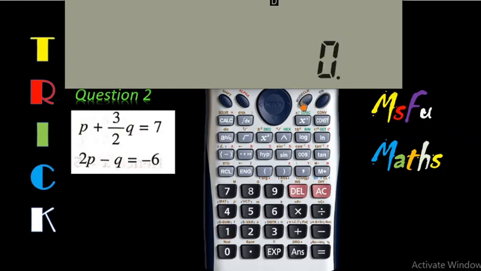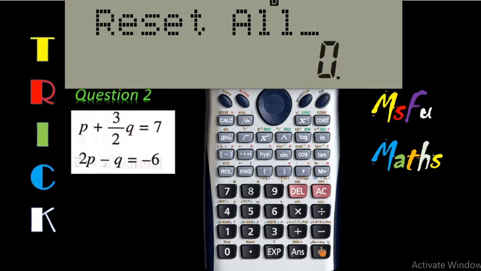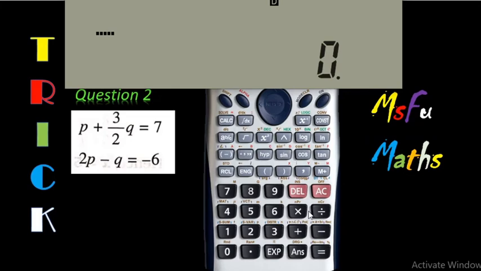Okay. So also, if you want to reset your calculator, you reset like this. Shift and mode. Okay. Then you press reset everything, all. Then you press number 3. Then you press the equal sign 2 times. 2 times. Okay. Then it's back to normal. Okay. Again, let's solve this.